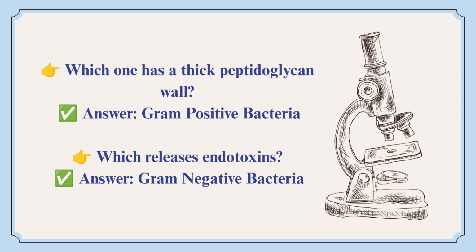Answer. Gram-positive bacteria. Gram-positive bacteria have a thick peptidoglycan layer, which retains the crystal violet stain, making them appear purple under the microscope. Which releases endotoxins? Answer. Gram-negative bacteria. Gram-negative bacteria have an outer membrane that contains lipopolysaccharides, LPS. These function as endotoxins, which are released when the bacteria die and break down.